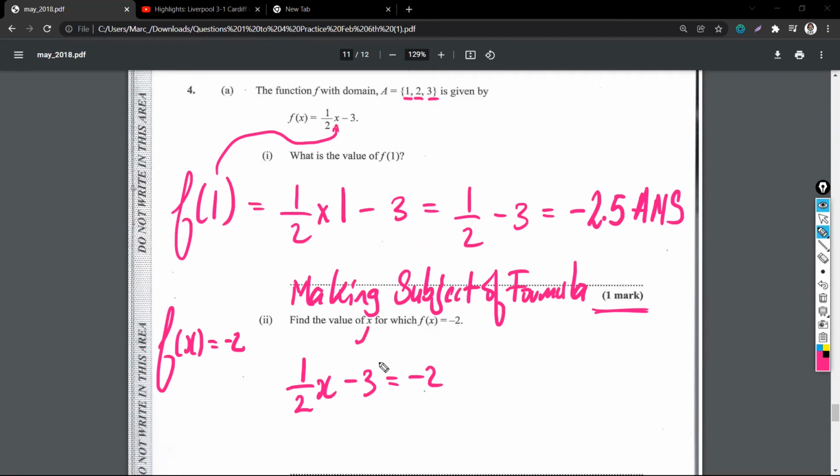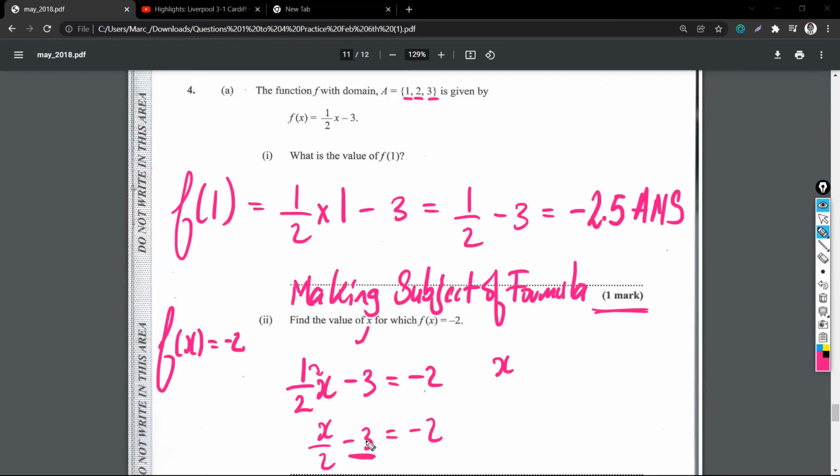So guys, this is all they're asking. Put the equation half x minus 3 equal to minus 2, and we're going to solve for it. First thing, multiply that 1 by x. So it's x over 2 minus 3 is equal to minus 2.